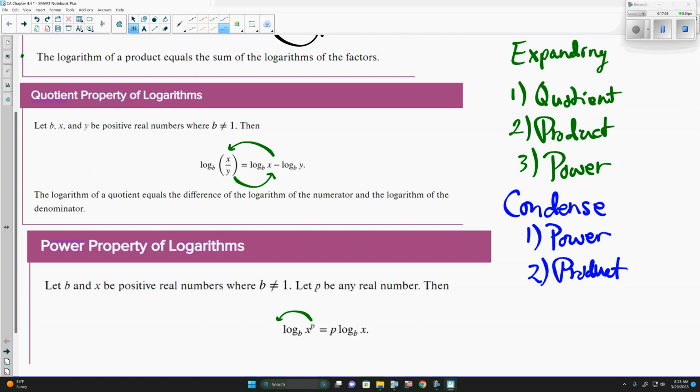Because if we do have something being subtracted, I find condensing is going to be easier to treat that negative as a power number in front of it and pull it up than it is to try to figure out what's going to be easier to do first with those, quotient or product. And sometimes if we have more than one thing being subtracted, it gets a little tricky.